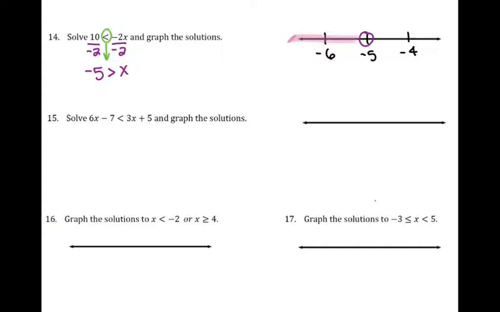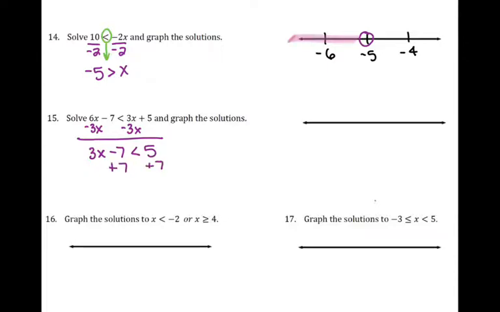All right, number 15. I'm going to start by putting my x's on one side. So I'm going to subtract 3x from both sides. 6x minus 3x is 3x. Minus 7 is less than 5.